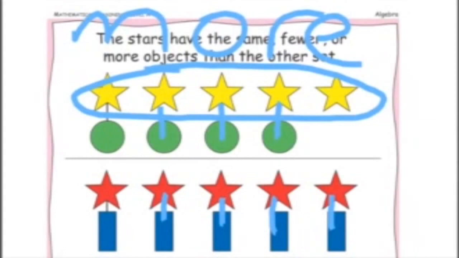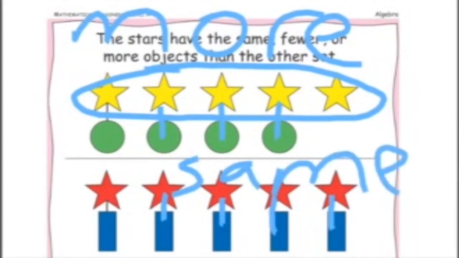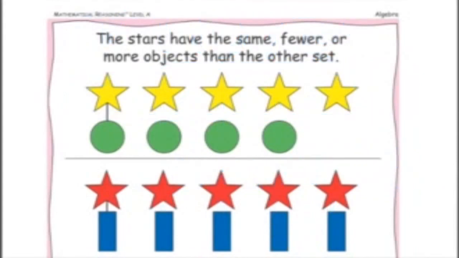Very good. Now the last example, we have a set of stars and a set of rectangles. So let's pair as usual. I'm done. Oh, and that's all. You can see they all have partners. So no one is left. That means they are the same.